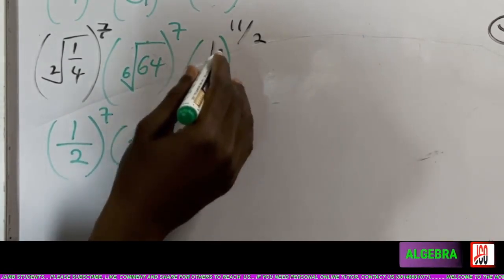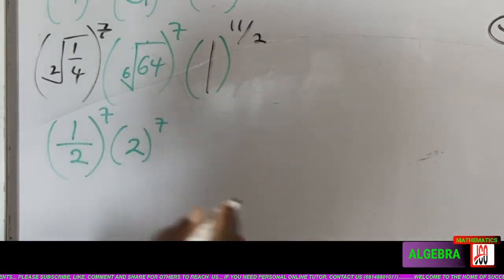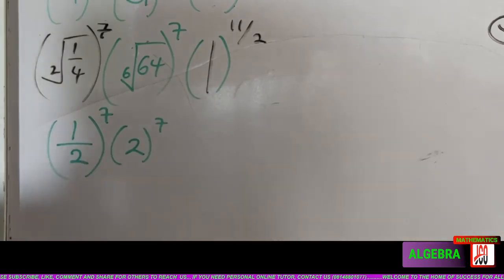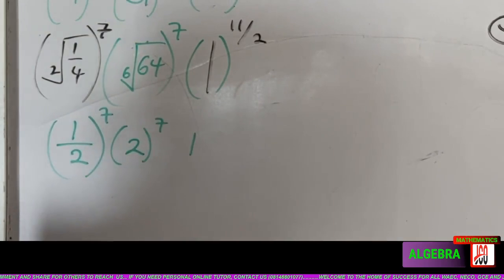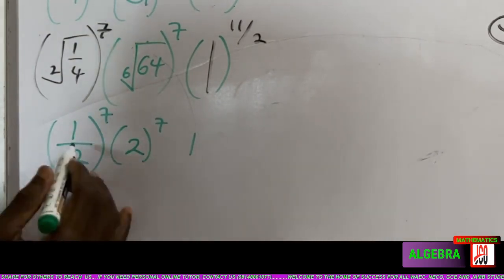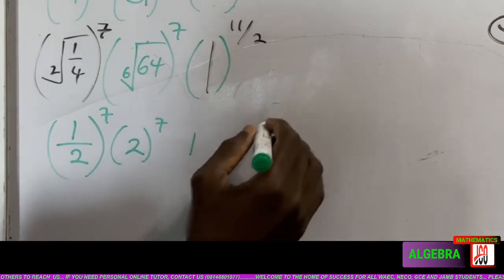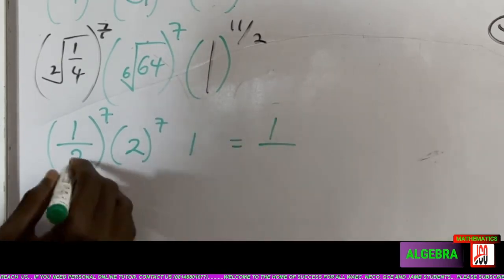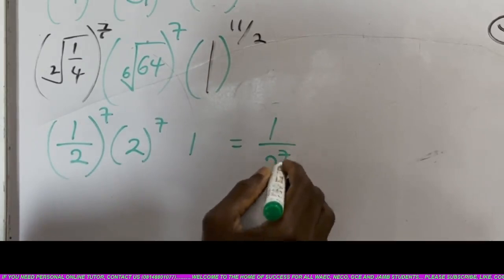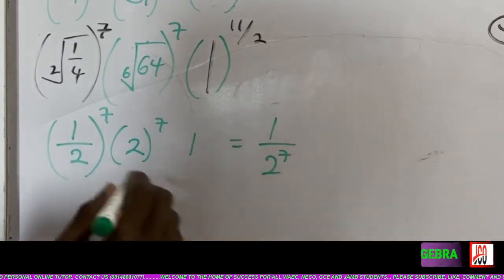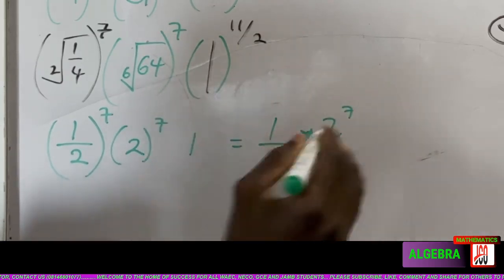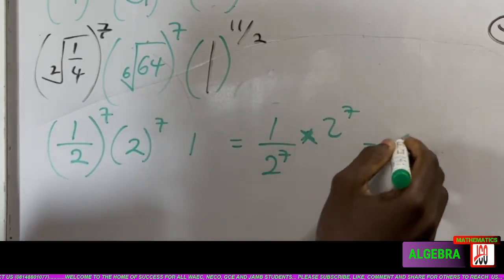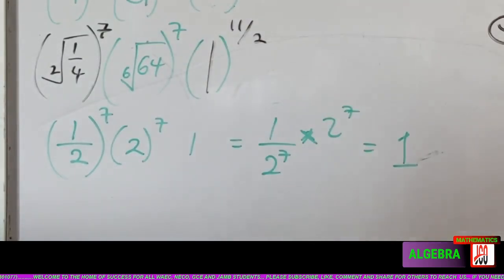Then 1 raised to power 11 over 2. 1 raised to power anything is 1. So 1 raised to power 11 is 1. The square root of 1 is still giving you 1. So going on further, 1 over 2 raised to power 7 is actually 2 raised to power 7. I don't want to open it yet. Then times this 2 raised to power 7 here, then times 1, which is the same thing. So when 2 raised to power 7 by 2 raised to power 7, my final answer in this case will be 1. 1 is my final answer.